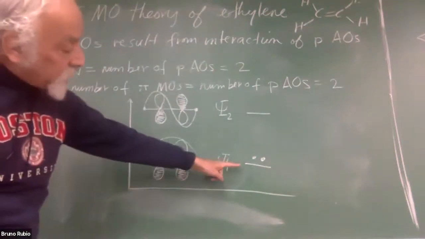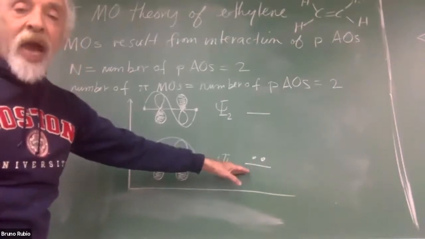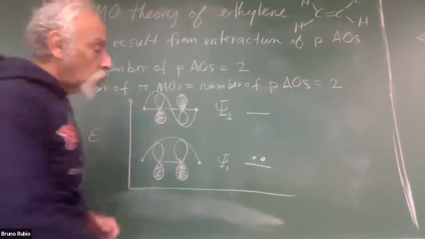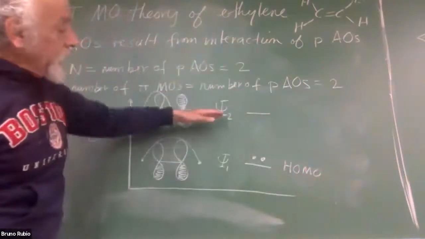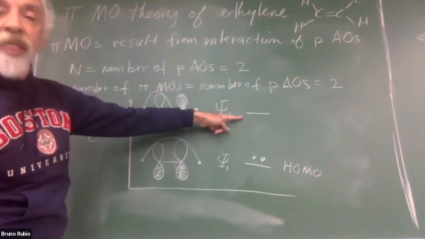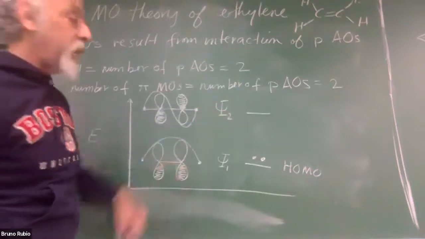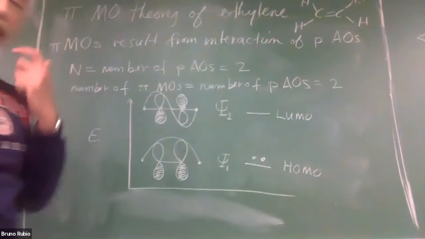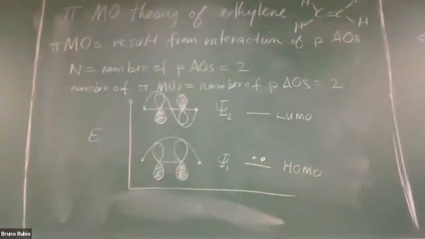This guy is called the highest energy occupied molecular orbital. That is called the HOMO. And this guy is the lowest energy unoccupied molecular orbital. That's called the LUMO. Right, so maybe you've heard these terms, HOMO and LUMO. Okay.